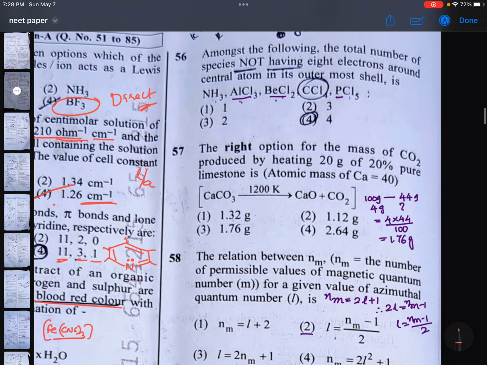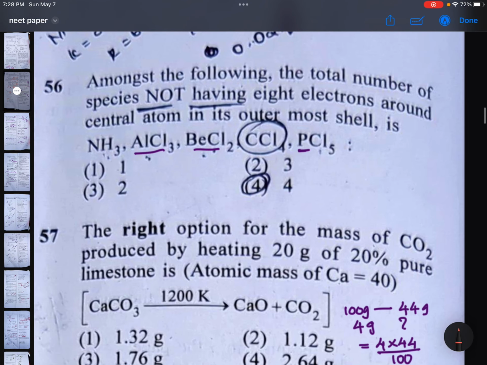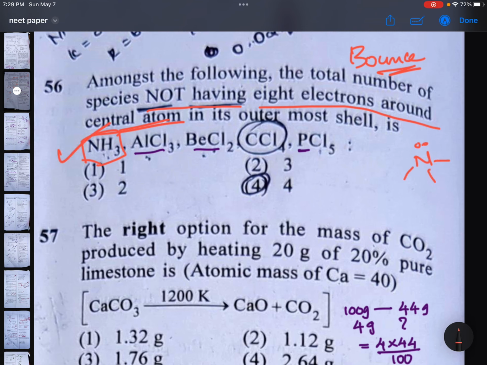Fine, coming to the 56th question. Among the following the total number of species, I think this question will go a bounce. Because here it is asking not having 8 electrons around the central atom. So nitrogen will definitely be having, but central atom is asked. Nitrogen is having 8 electrons because nitrogen has 1 lone pair and 3 bonds, fine. AlCl3 cannot because AlCl3 is having only 3. Back bonding is not considered here, so AlCl3 you can take as one option.